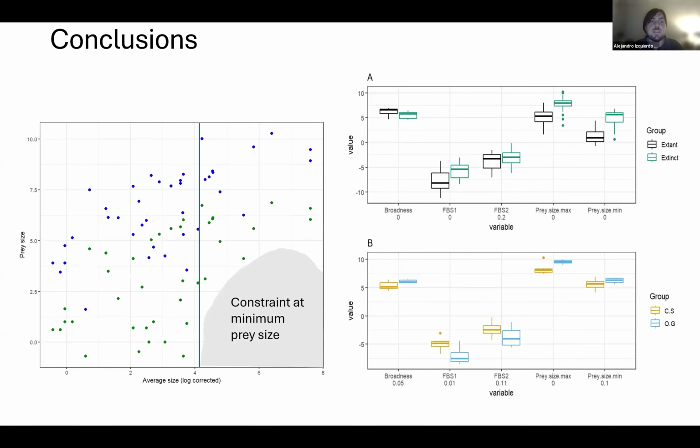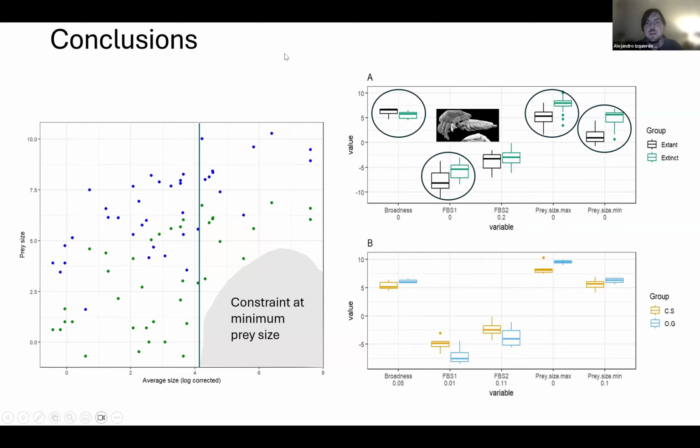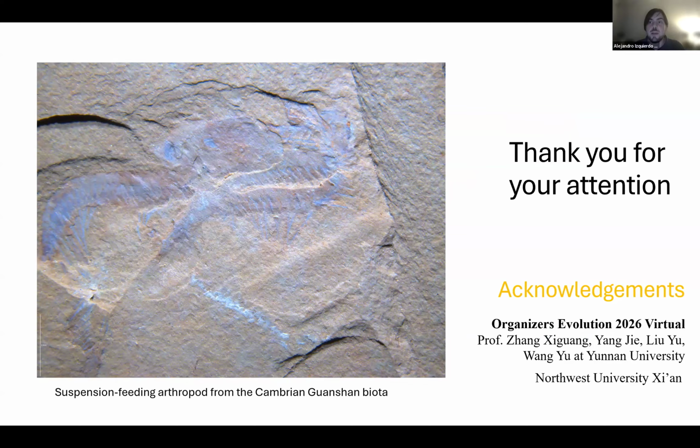So the conclusion is that if we evaluate suspension feeding in arthropods today, we have a wide variety related to their physiological parameters, and we can see, for example, a general rule of constraint at the minimum prey size. Very big arthropods cannot gather very small prey due to energy constraints. And of course, we have some differences between extant and extinct arthropods, including in broadness, the type of prey, or the foot to body size relation. And finally, we have these two main groups that we have identified, which are also slightly different between the Cambrian and the Ordovician.